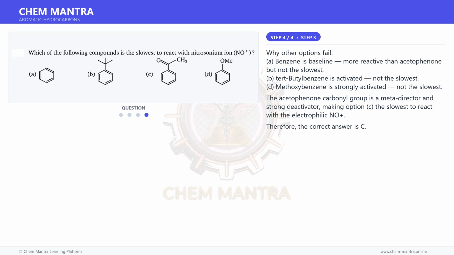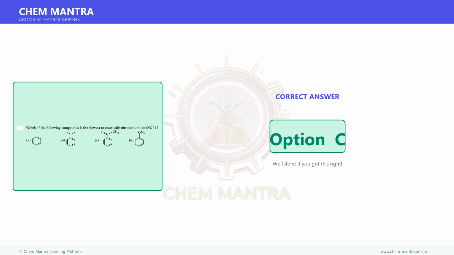The acetophenone carbonyl group is a meta director and strong deactivator, making option C the slowest to react with the electrophile NO+. Therefore, the correct answer is C. Therefore, the correct answer is option C.